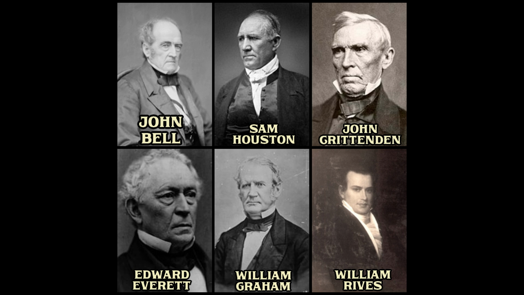Union. Oh, I like that. Their candidates were John Bell, former senator from Tennessee, Sam Houston, which we know was like started Texas basically, right. John Crittenden, senator from Kentucky, Edward Everett, former senator from Massachusetts, William Graham, former senator from North Carolina, and William Rives, who was a former senator from Virginia.